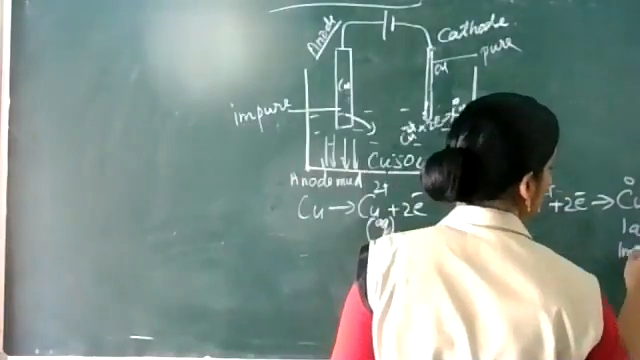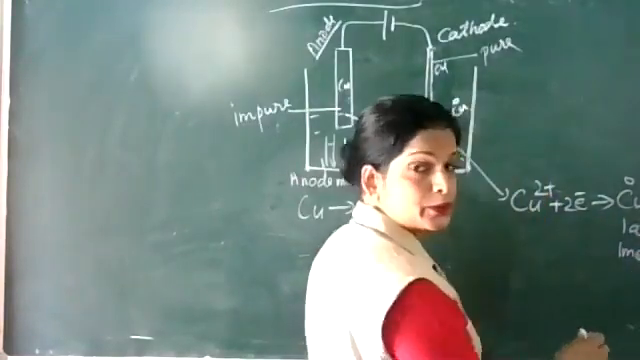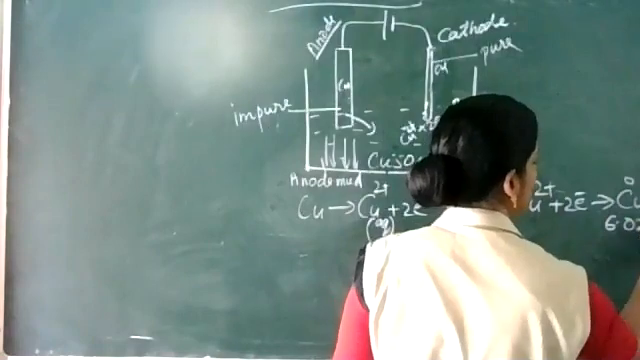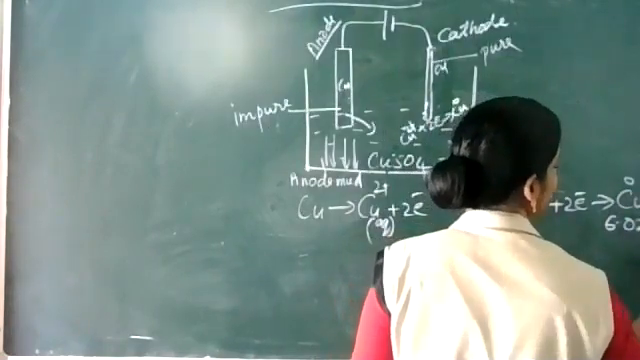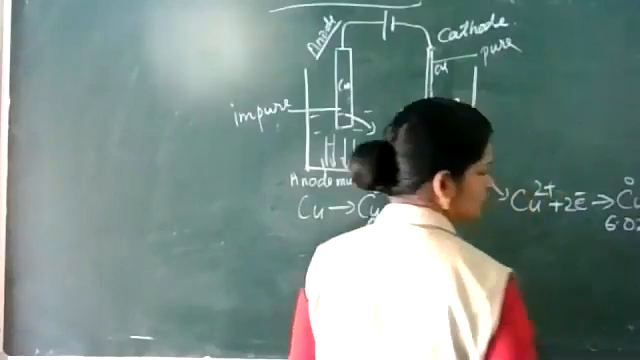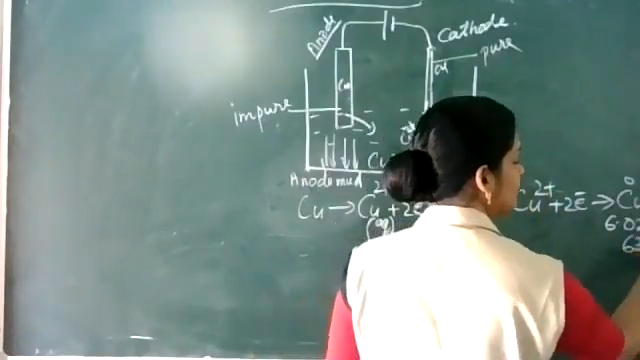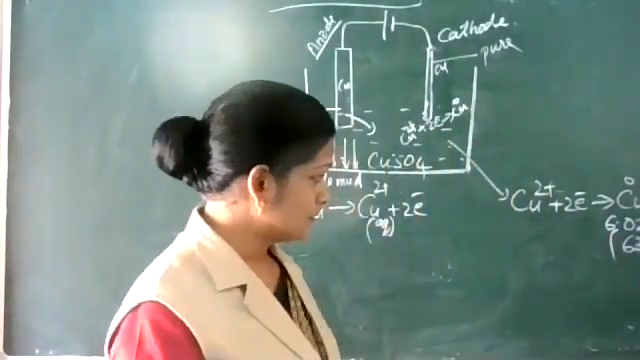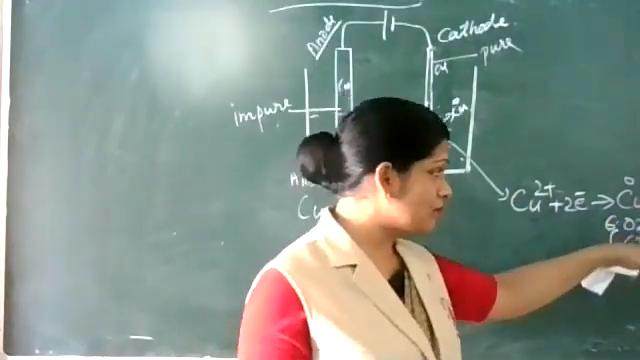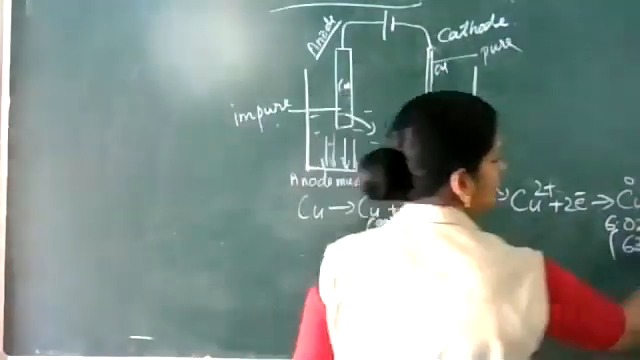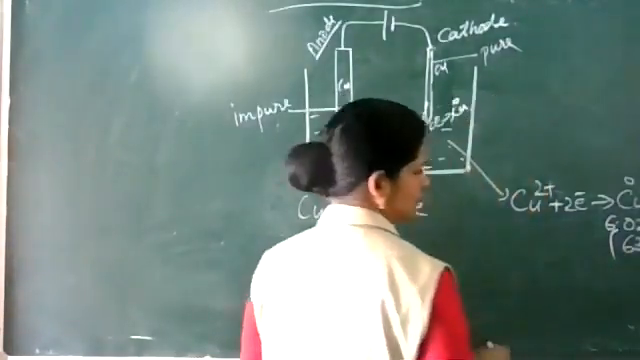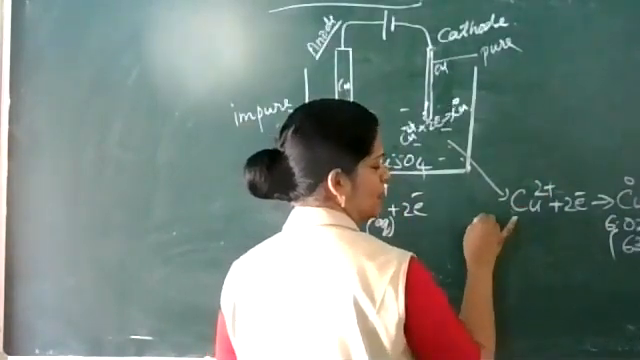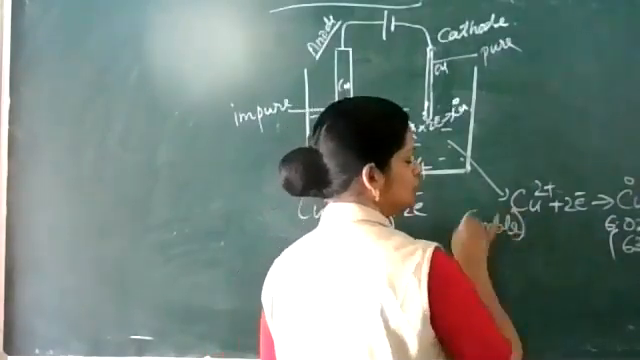1 mole means 6.022 into 10 to the power 23 atoms. If I get these many atoms, then I can write 63.5 as something quantitative in my hands. So, to get 1 mole of copper atoms, I need here 1 mole of Cu2+. So, now I am considering 1 mole of Cu2+.